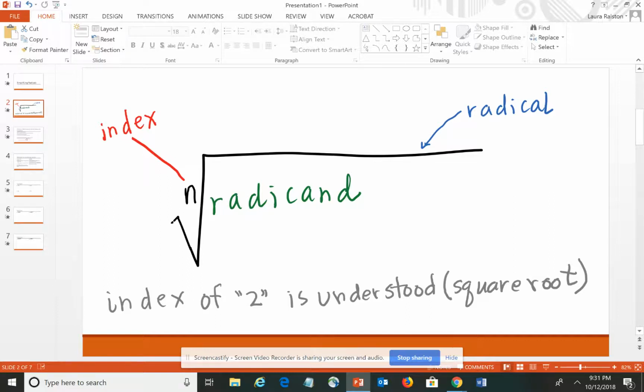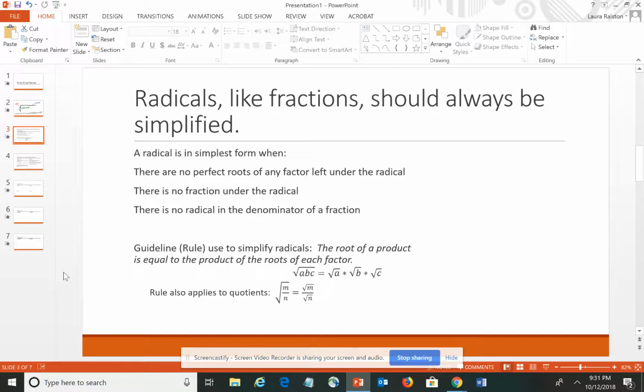Now, one of the radicals that we deal with most often in algebra is the square root, and typically with a square root, the index would be 2, and it's usually understood and not written. But if it's anything else besides 2, you'll see a little small number written there. Again, radicals are very much like fractions, and they should always be simplified.